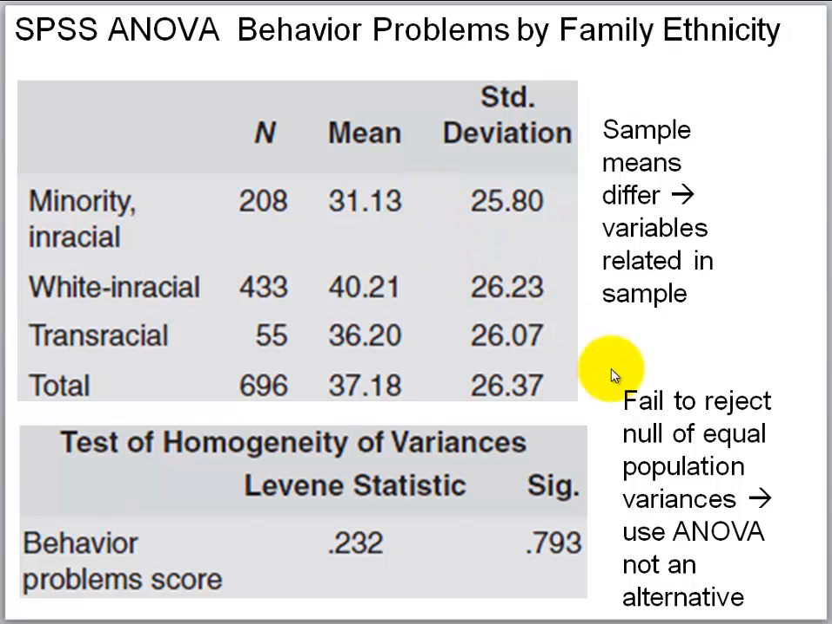So one of the first things that statistical software packages do, and we're going to carry out ANOVA by a statistical software package, is they compute a test of homogeneity of variances, which is the same thing as equality of variances.